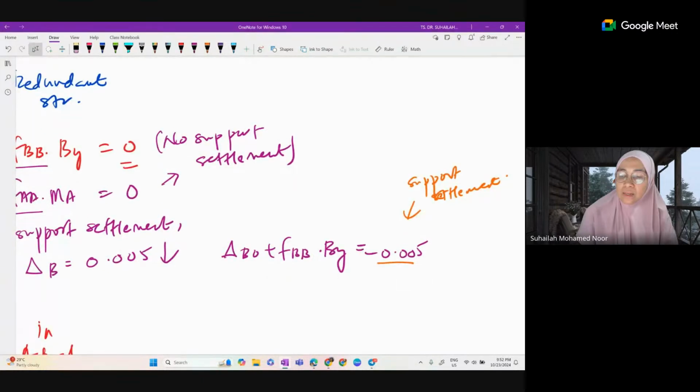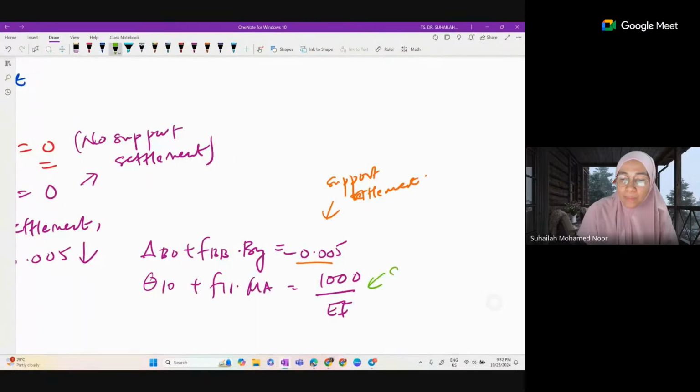Okay, and let's say we have support rotation, at one node, F11 times M A, counterclockwise 1000 over EI. This is also support settlement, a type of support rotation. Whether it is positive or negative will actually depend on the redundant diagram. Later on, I will show.